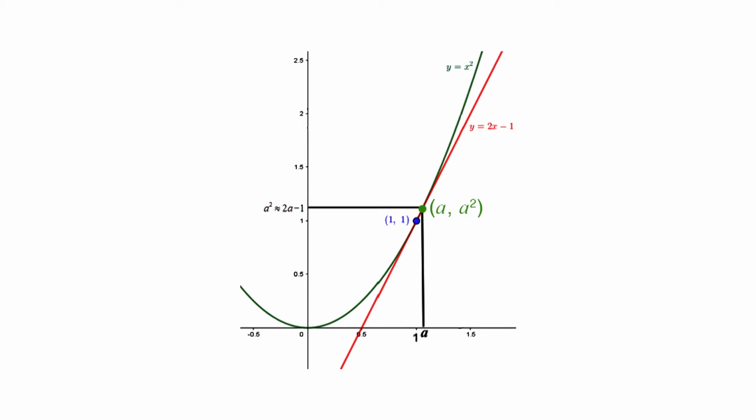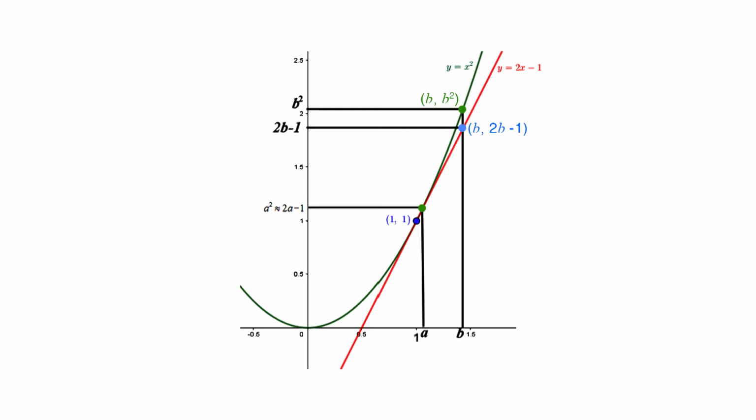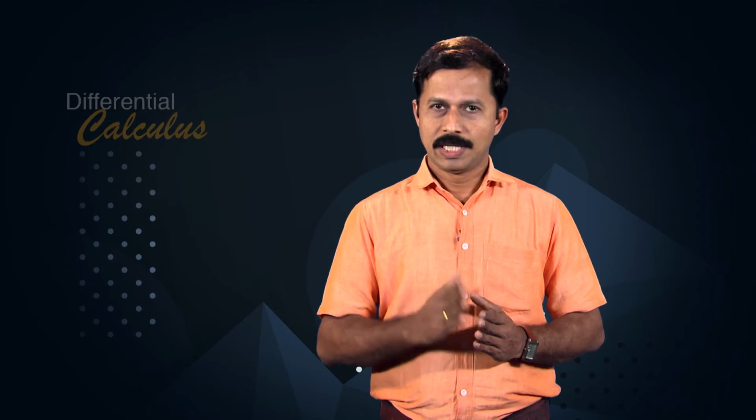In this case, if we take a point a very near to x is equal to 1, its function value f of a is equal to a squared will be very near to the value of 2a minus 1. This is illustrated in the figure. From the figure, it can also be seen that if a point b is far away from x is equal to 1, the values of b squared and 2b minus 1 may not be close to each other. This shows that the tangent line only approximates function values very near to x is equal to 1. This justifies why we call this approximation local.